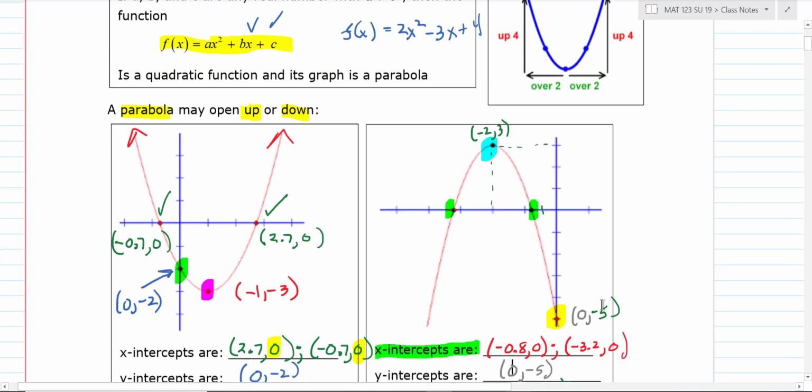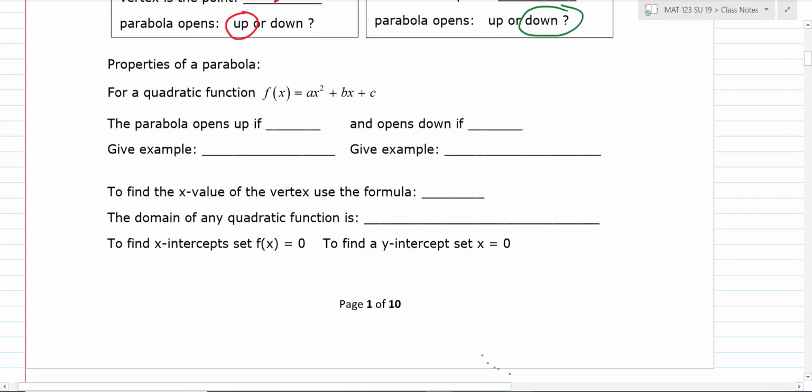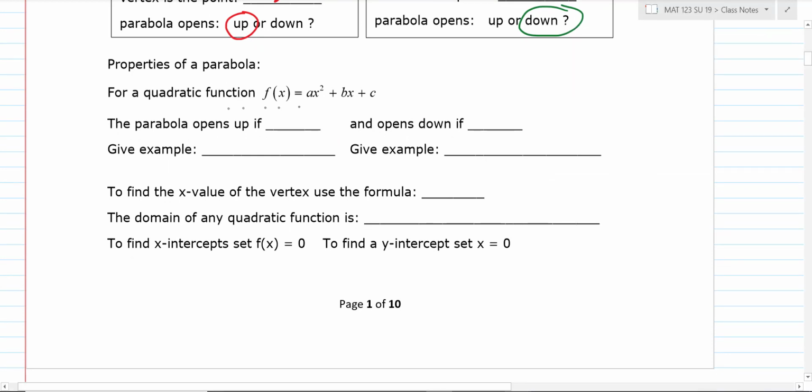One of the things I want to show you as we go through this is some properties of parabolas. Here is the quadratic function structure again. Whether it opens up or down all depends on what this number a is. If a is bigger than 0, then it opens up. An example would be f of x equals 2x squared minus 3x plus c. It's just because the number I'm highlighting is bigger than 0 that the graph of this parabola opens upward.